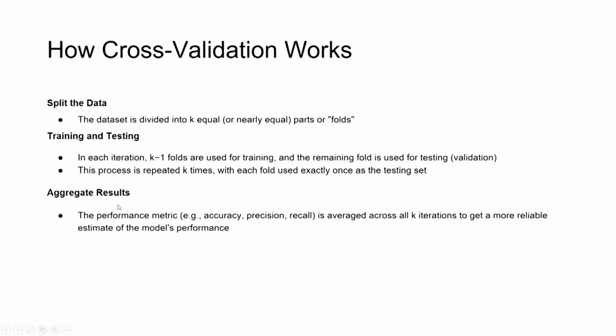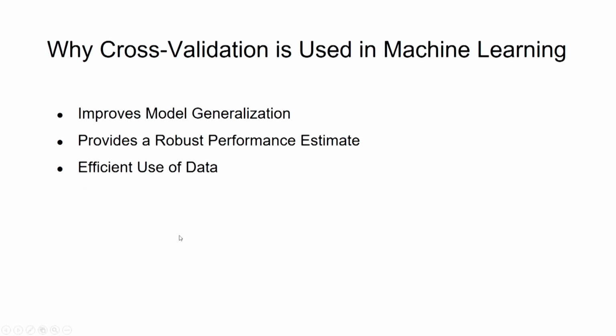Then finally, how do we aggregate results? Because we trained the model k times, any performance metric that we calculate, accuracy, precision or recall, will be averaged across all k iterations. Since we are getting the final output by aggregating results of k models, you will definitely get better results. So, these are the advantages of cross validation.